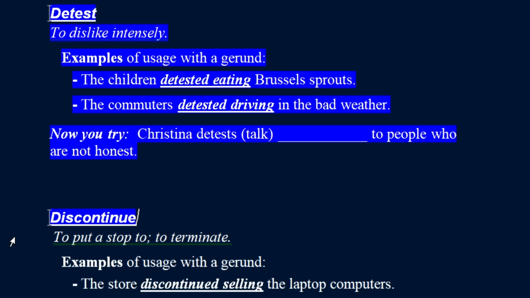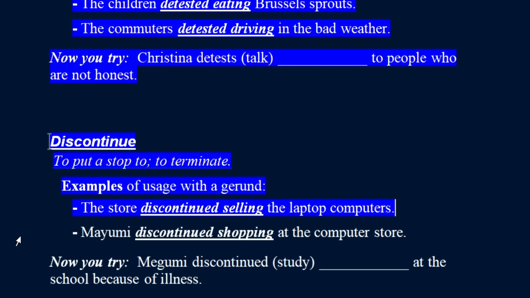Discontinue. To put a stop to, terminate. Examples of usage with a gerund. The store discontinued selling the laptop computers. Another example. Mayumi discontinued shopping at the computer store. Now you try. Megumi discontinued (study) at the school because of illness. Megumi discontinued studying at the school because of illness.